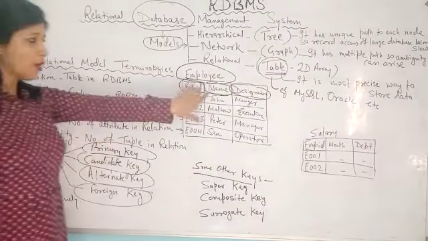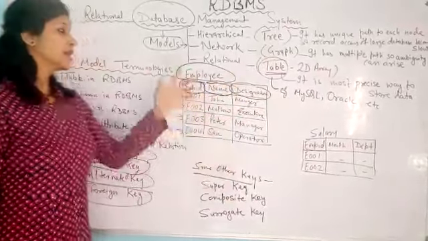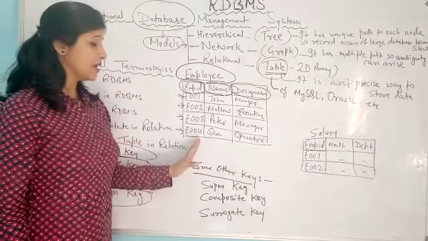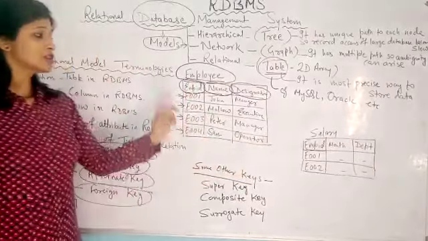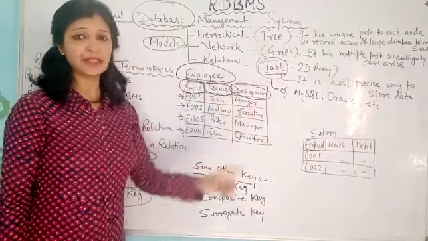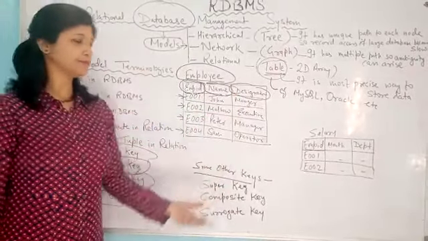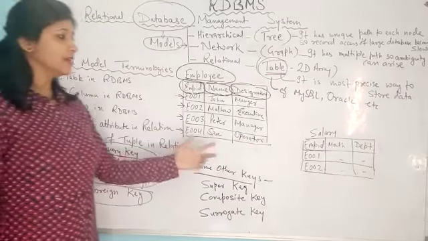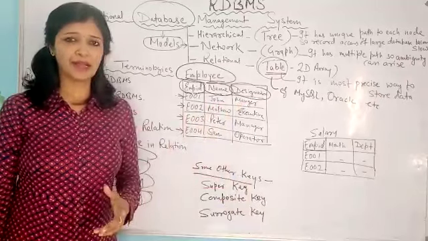Now, the number of attributes present in a relation, meaning a table, is known as degree. Means if we want to know the degree of this table, as there are 3 columns in this table, the degree of this table is 3. Next one is cardinality. Cardinality is the number of tuples, that is rows, present in a table.